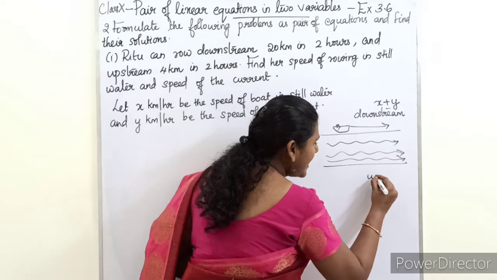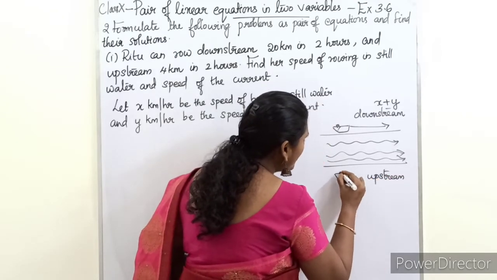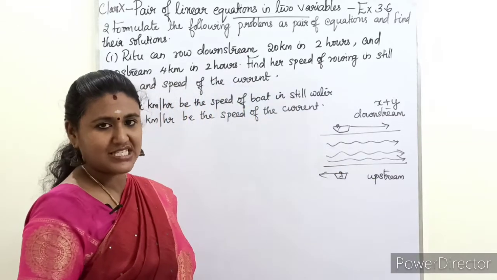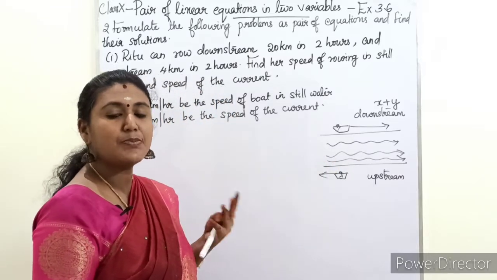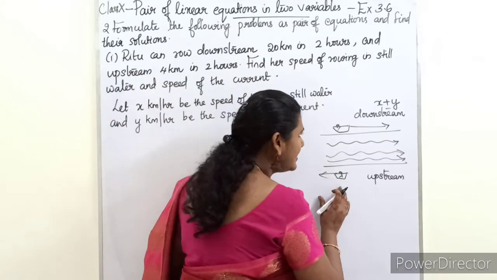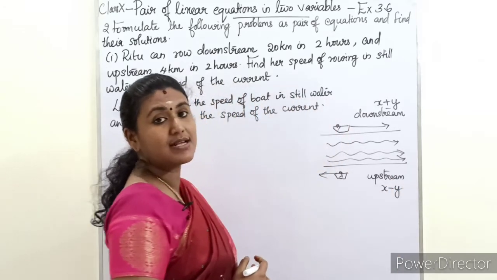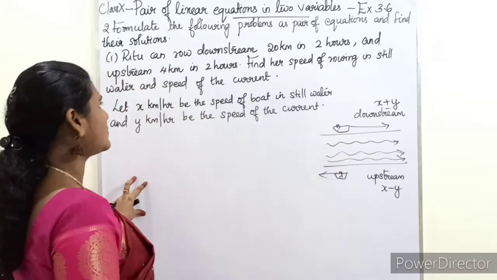Now second case, upstream. In the upstream case we will move in the opposite direction of the stream. Here, since we are moving opposite to the stream, the speed will decrease. So in this case the speed of the boat upstream is x minus y. These two things you have to remember, then only we can do this question.